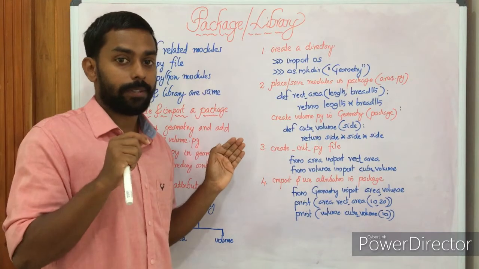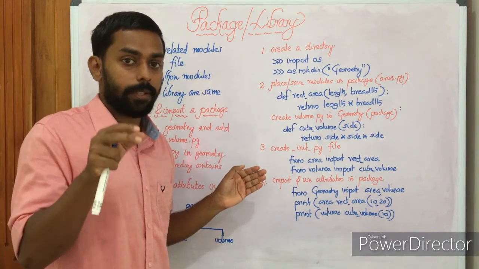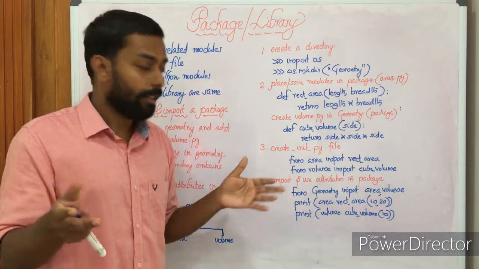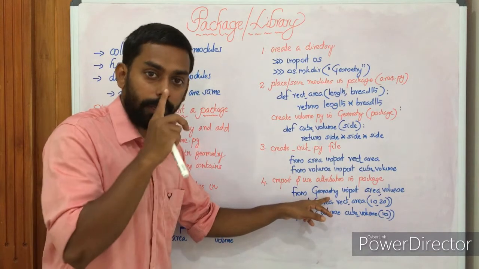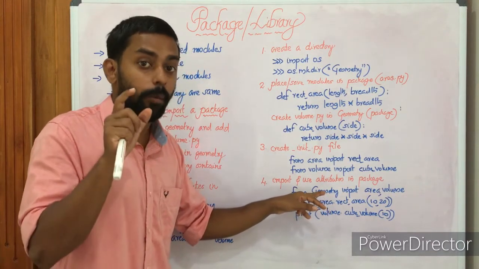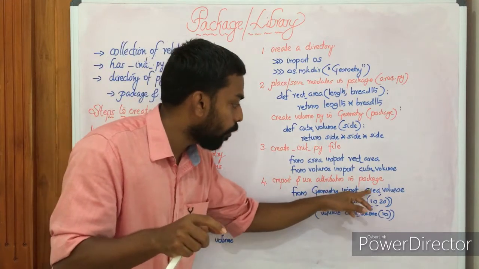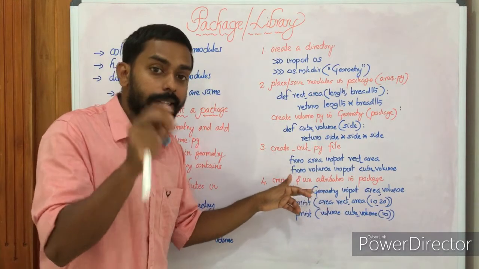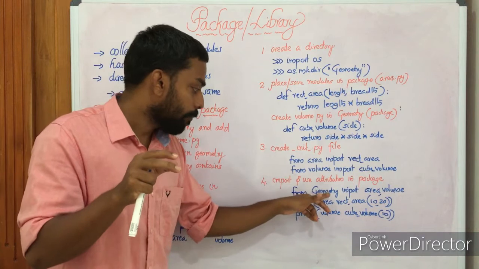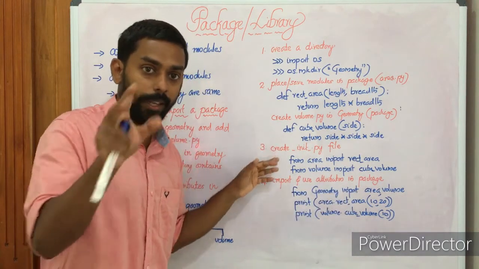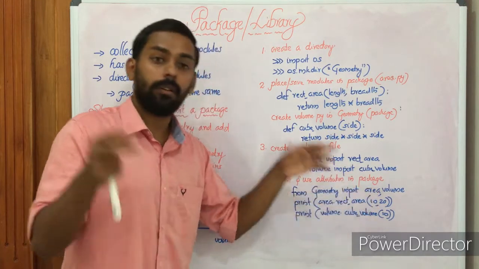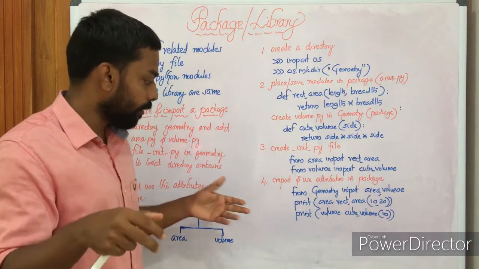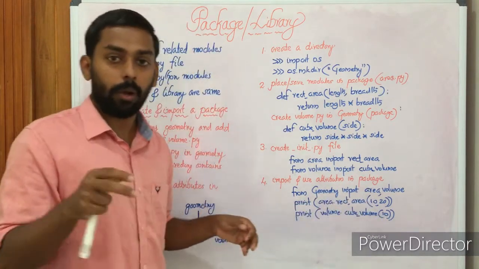In previous examples we have seen from area import rect area, right? But here it is from geometry. What is geometry? Geometry is a package or library, and from geometry we are importing area and volume. We know area and volume are modules. The statement is just like from module name import functions, but here it is from package import modules. Then print area dot rect area 10, 20, 200 will be printed, right? Then print volume dot cube volume 10, 1000 will be printed, right?